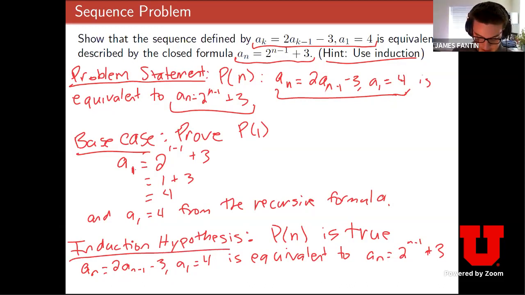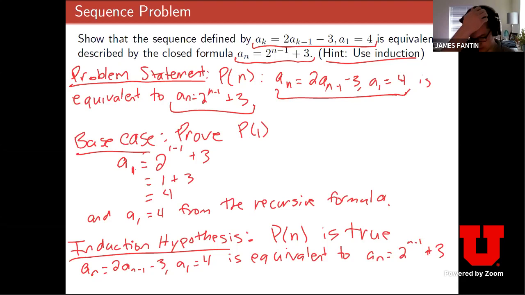So before we start the inductive step, did anybody have any more questions on either the problem statement, base case, or the induction hypothesis for this problem? Awesome. Okay, we do have a question. So I know we use the induction hypothesis for substitution. Yes.